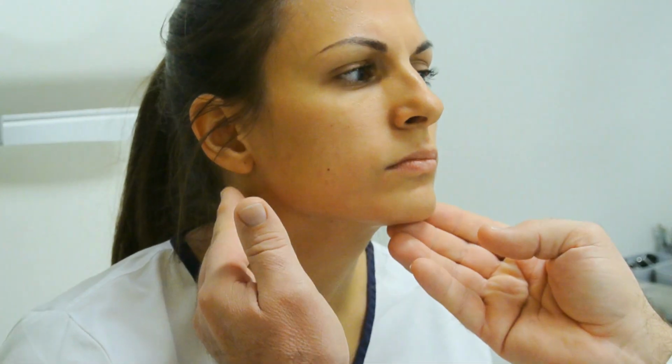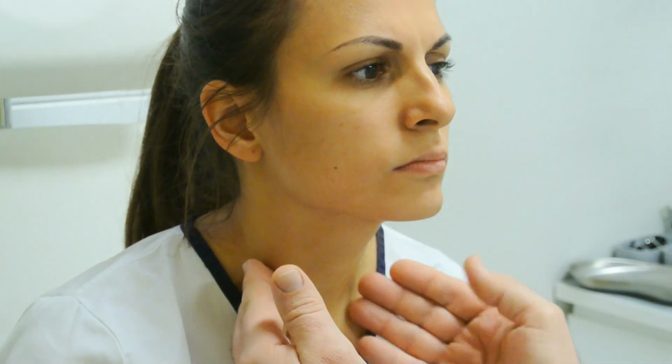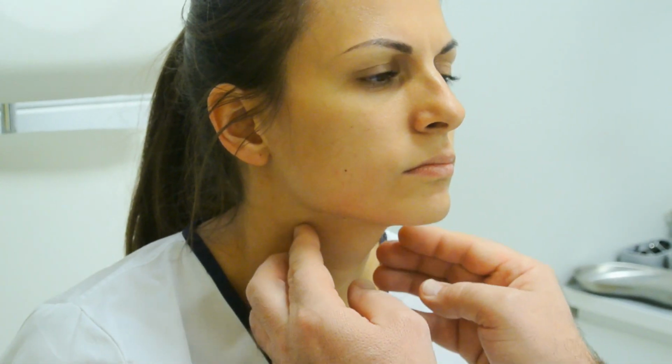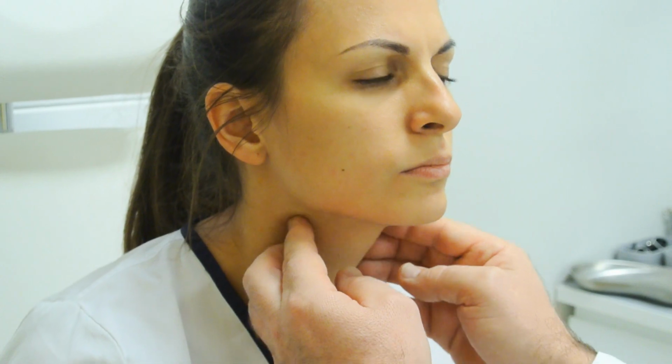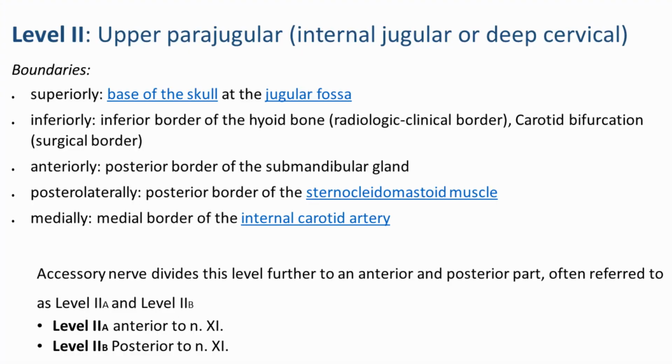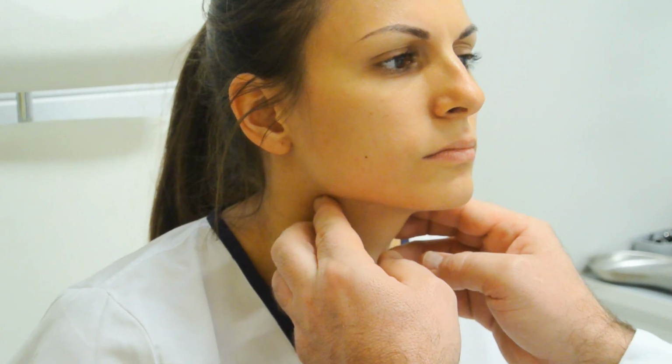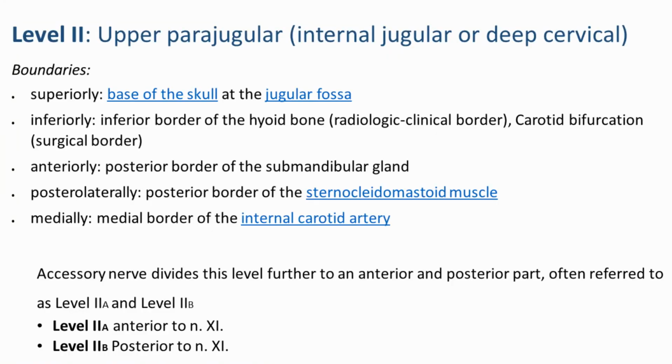Next, we should palpate the parajugular region, which is located between the larynx and the sternocleidomastoid muscle along the carotid sheath and the jugular vein. These are level 2, the upper parajugular, level 3, the middle, and level 4, the lower parajugular lymph nodes.